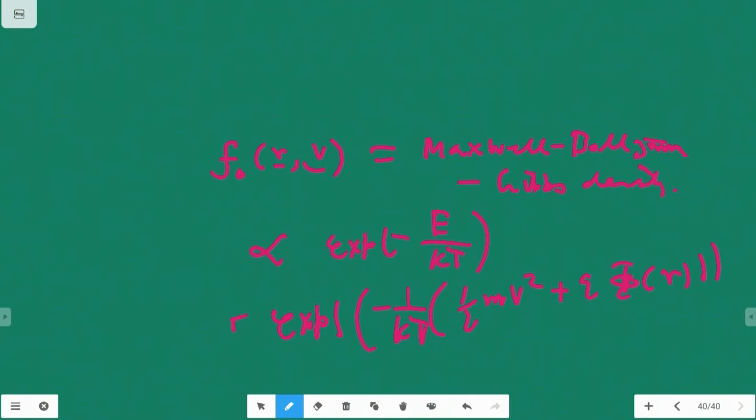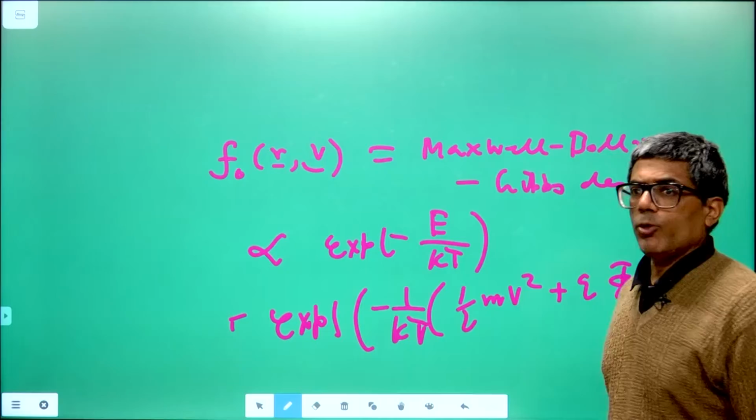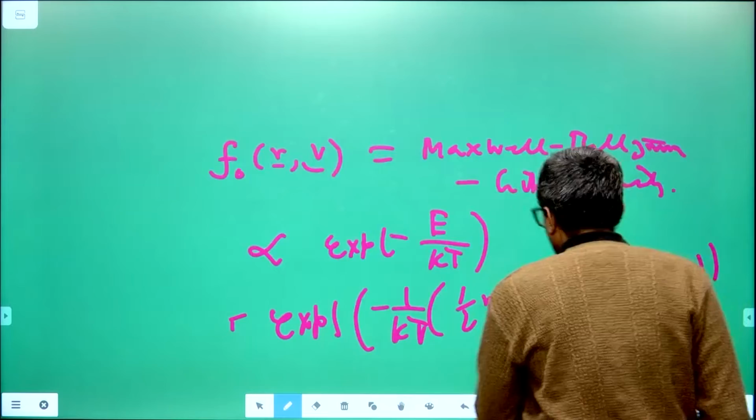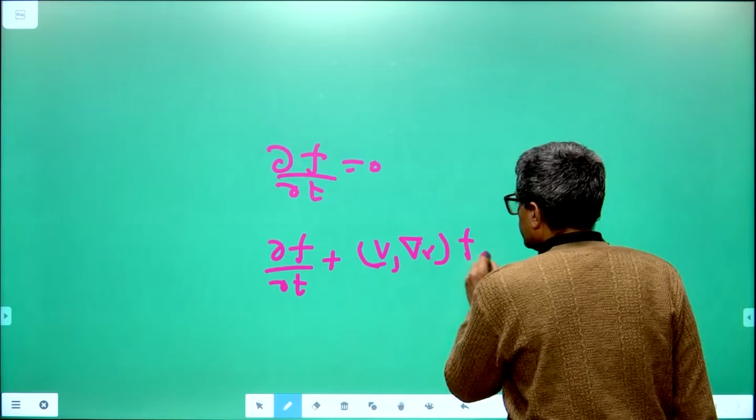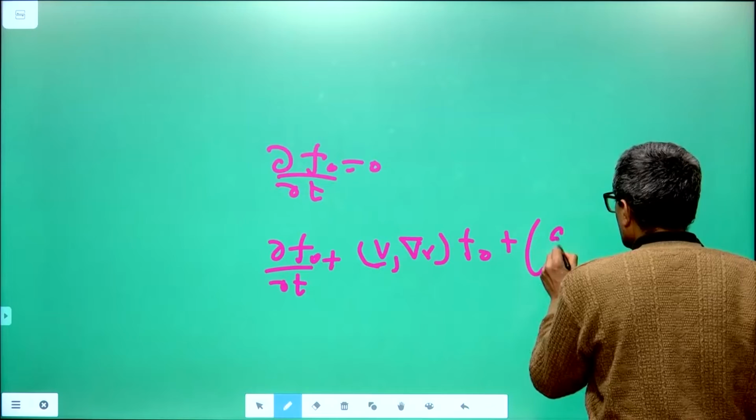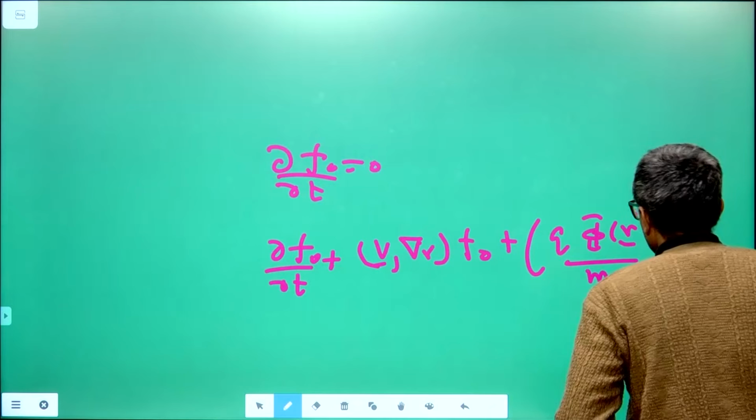If you assume that the electric potential is a constant, it does not vary with time, then this should satisfy the equilibrium Boltzmann equation. Let us check that it indeed satisfies it. So, what is the equilibrium Boltzmann equation? Dou f by dou t should be 0 in equilibrium. So, you should have dou f by dou t plus v dot del r f 0, where f 0 stands for equilibrium, plus q by m times the electric field.